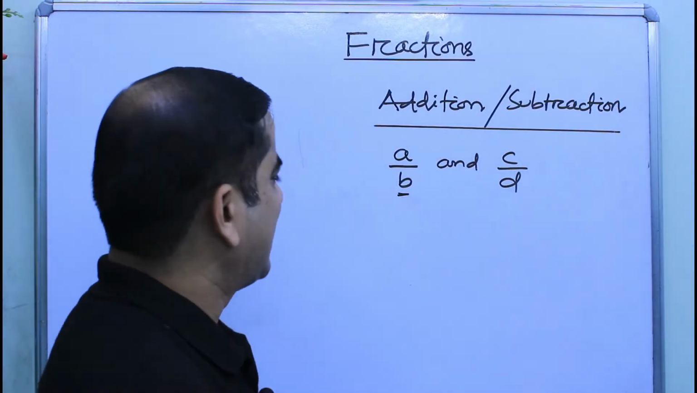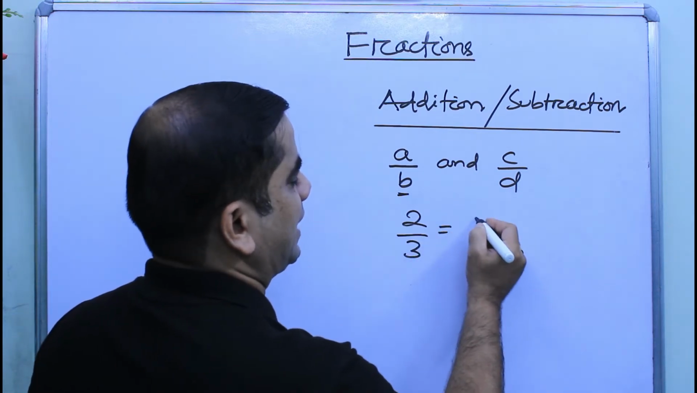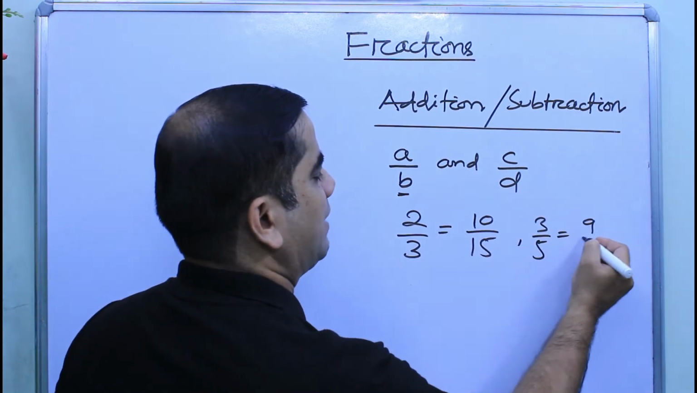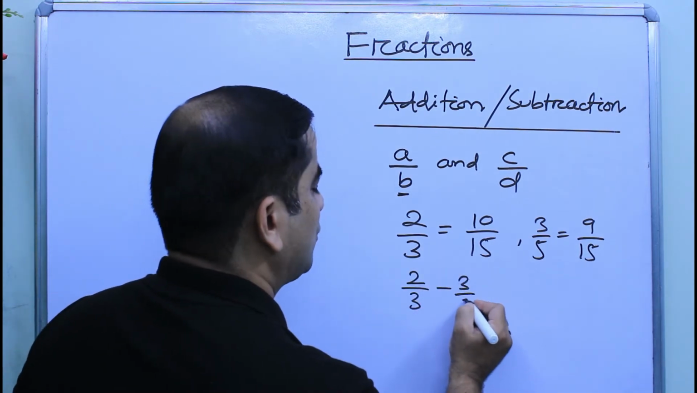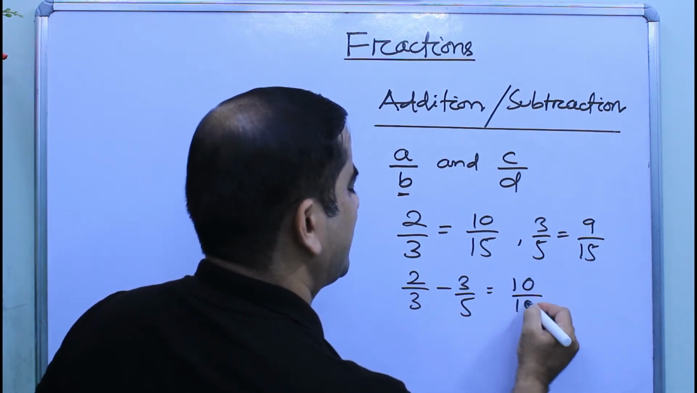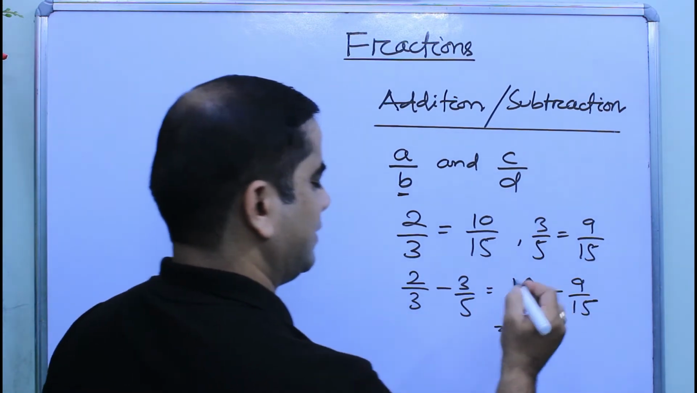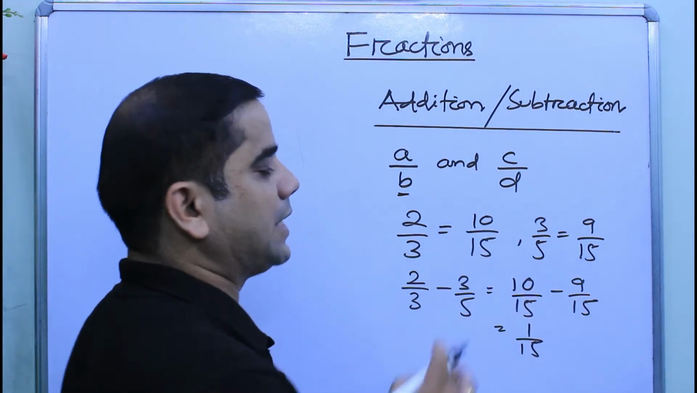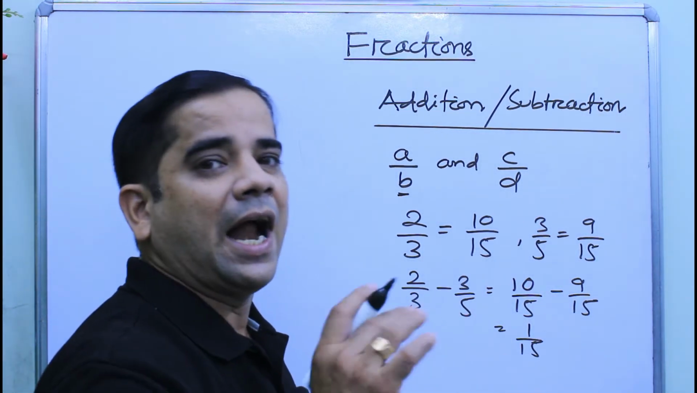Students, as we have already found out, 2 by 3 is equal to 10 by 15 and 3 by 5 is equal to 9 by 15. So if I subtract 3 by 5 from 2 by 3, it gives me 10 by 15 minus 9 by 15, that is 1 by 15. We just need to subtract the numerators as the denominators are equal. We have to follow the same procedure for addition and subtraction.